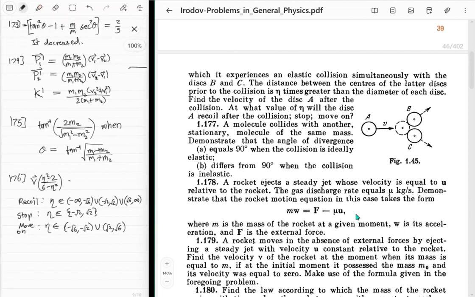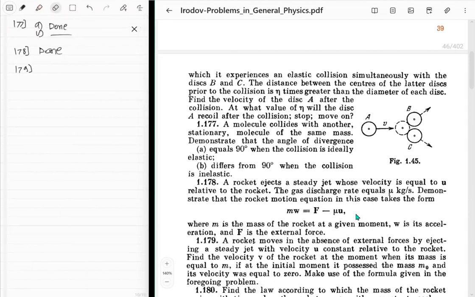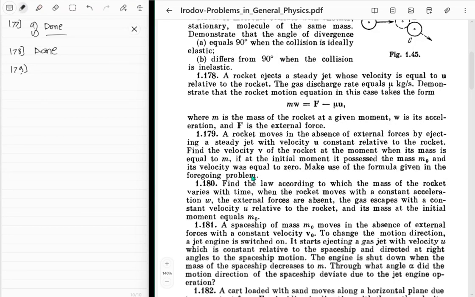Oh wait, how did this happen? 179 is a rocket. Oh, so now we have to use this equation. Fine. Moves in absence of external force by ejecting a steady jet with velocity u constant relative to the rocket. That's weird. Why would it be constant? I guess because they want to find the velocity v of the rocket at the moment when its mass is equal to m.